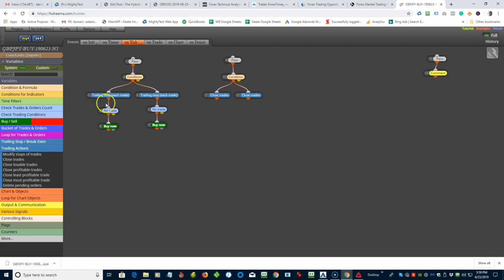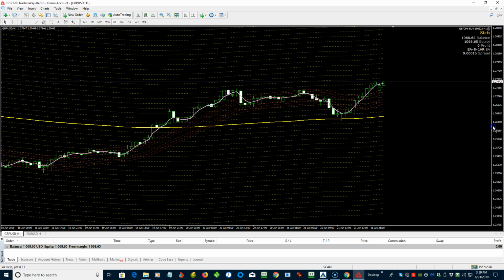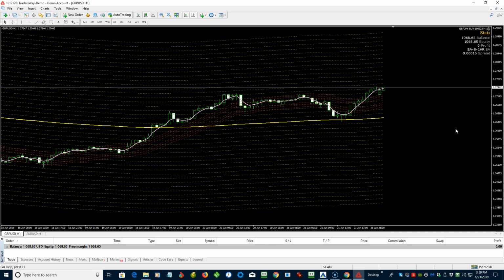So I've saved this as an EA, and it is on my chart. You can see we're on the pound USD. It's running right here. We got a little smiley face, so it is happy. This is a demo account. All of this stuff is just taking place on a demo account as we're experimenting and learning.